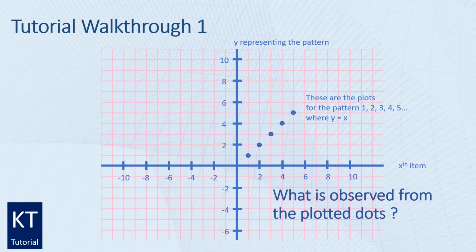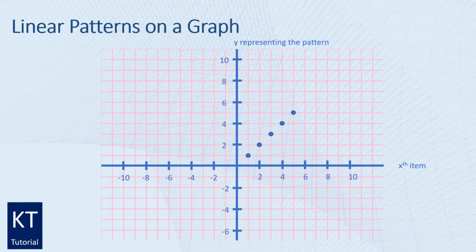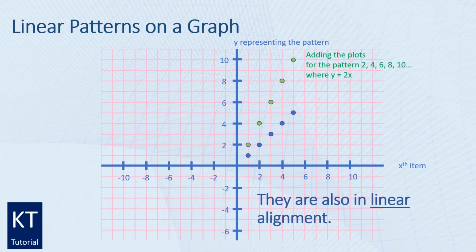This takes us to our first tutorial walkthrough question. What is observed from the plotted dots? They are in linear alignment, aren't they? We shall now add the plots for the pattern 2, 4, 6, 8, 10, where y equals 2x. They are also in linear alignment.